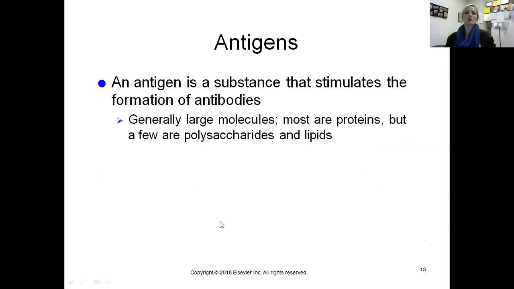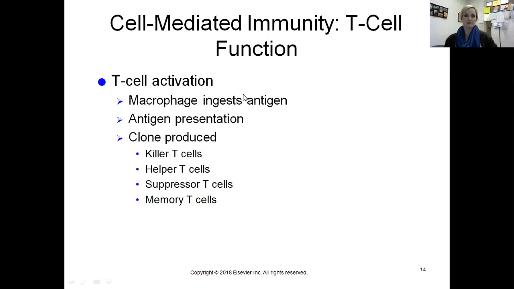All right, so the term antigen, I've referred to this term numerous times today, but antigen is synonymous with the term pathogen. So any antigen is a substance that stimulates the formation of antibodies. So these are generally large molecules. Most are proteins, but a few are, as it mentions, polysaccharides and lipids. As long as you know that an antigen is something foreign, that's all you need to know about antigens. Antigens just mean something that doesn't belong. And so in the event that an antigen is in our body, it stimulates the production of antibodies.